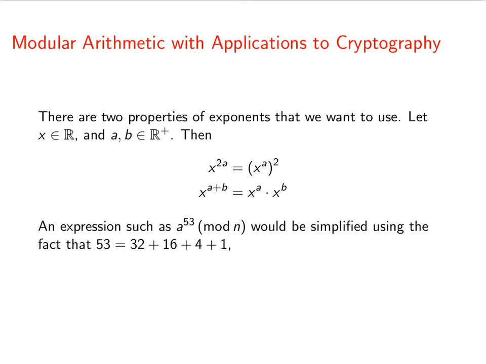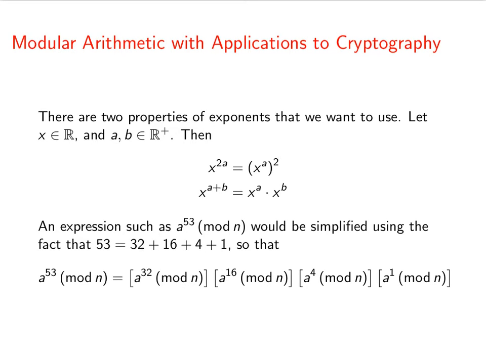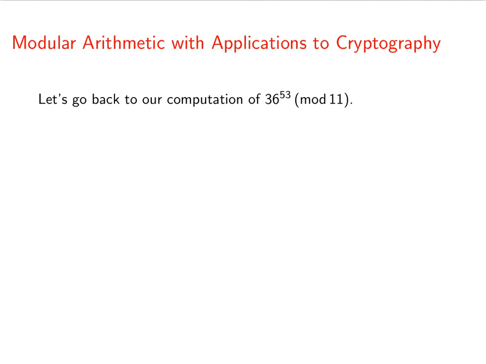So anytime we have an expression of the form a to the 53 mod n, we can simplify it using the fact that the exponent, 53, we could rewrite as 32 plus 16 plus 4 plus 1. Why is that useful? Well, a to the 53 mod n can be broken down by computing the modulus of various powers of a where the powers themselves are powers of 2. It's not immediately obvious how we're going to make use of this. Let's carry on here. So let's go back to thinking about 36 to the 53 mod 11.